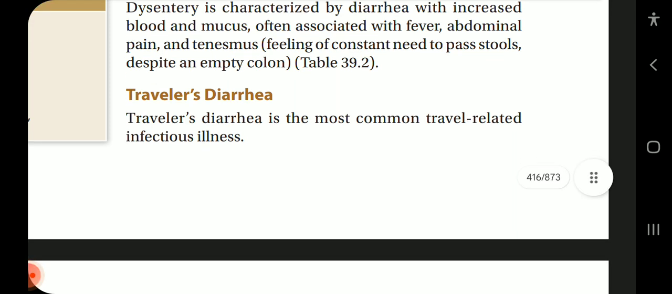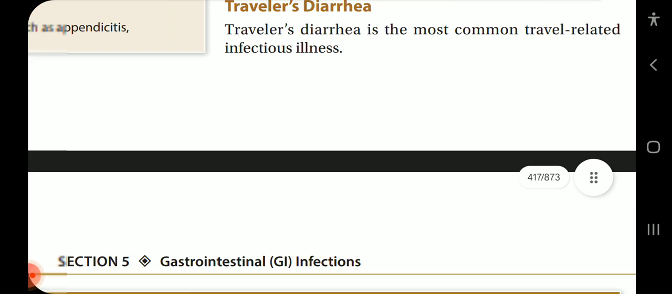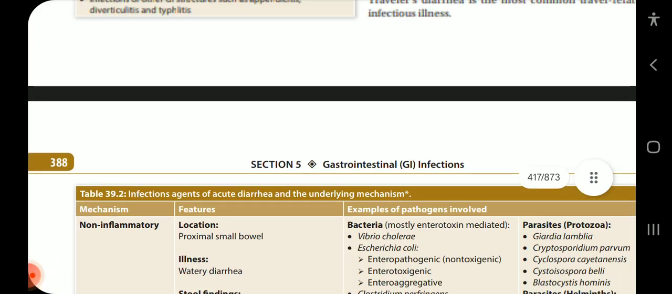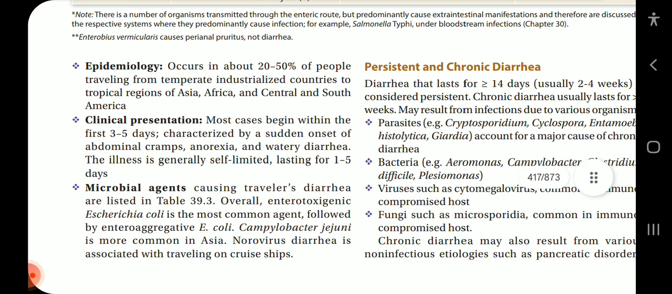Next, traveler's diarrhea. Traveler's diarrhea is the most common travel-related infectious disease. Epidemiology: it occurs in about 20 to 50% of people traveling from temperate industrialized countries to tropical regions of Asia, Africa, and Central and South America. Clinical presentation: most cases begin within the first 3 to 5 days, characterized by sudden onset of abdominal cramps, anorexia, and watery diarrhea. The illness is generally self-limiting and lasts for 1 to 5 days.